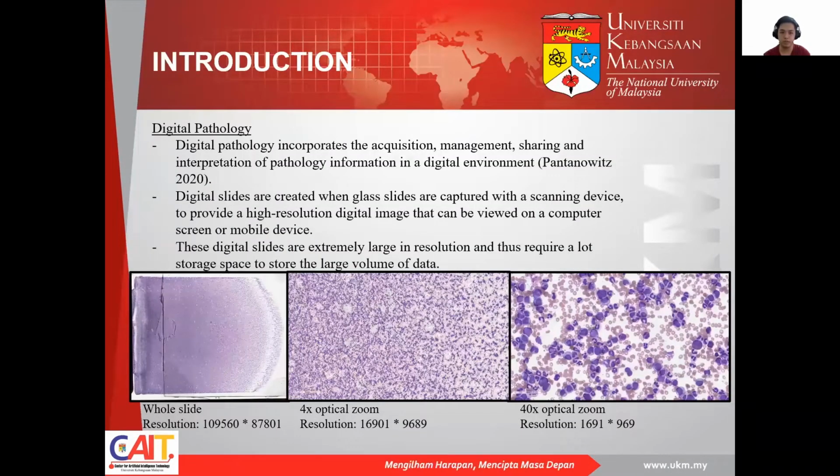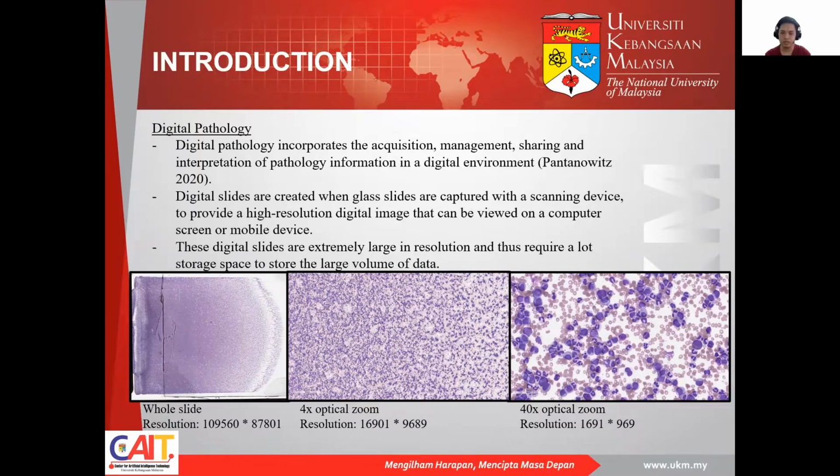So what is digital pathology? Digital pathology incorporates the acquisition, management, sharing, and interpretation of pathology information in a digital environment. Digital slides, or digital pathology slides, are created when glass slides are captured with a scanning device to provide a high resolution digital image that can be viewed on a computer screen or mobile device, or transferred across the internet.